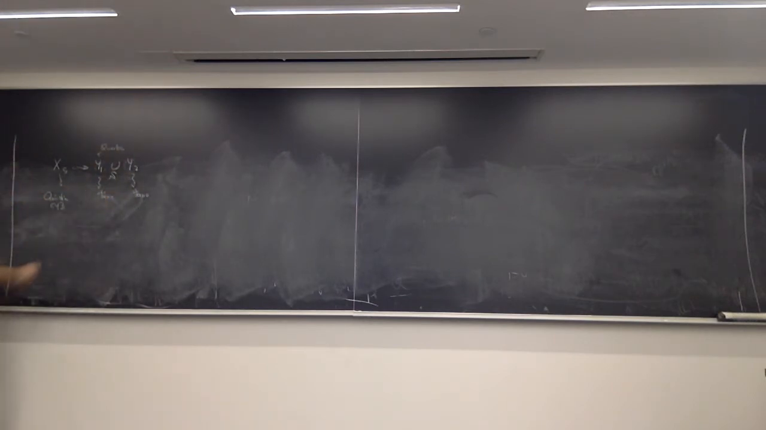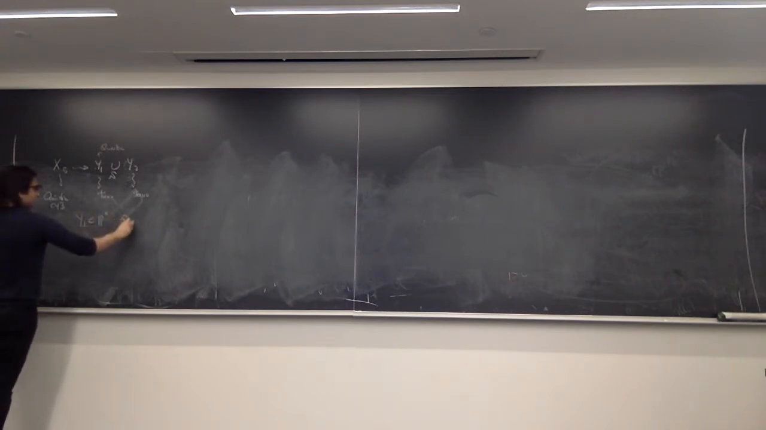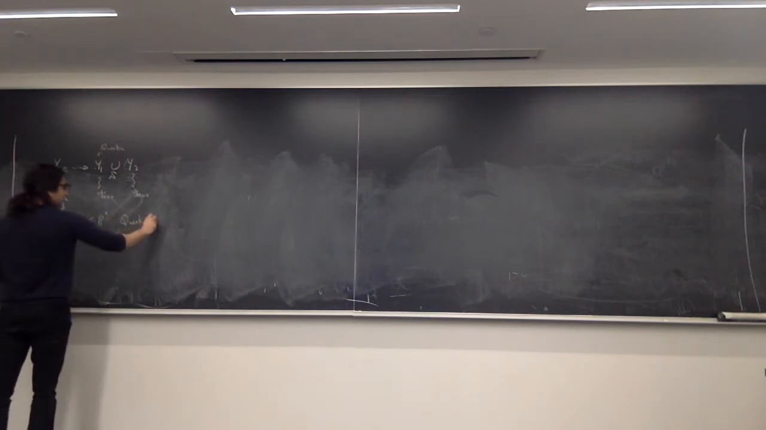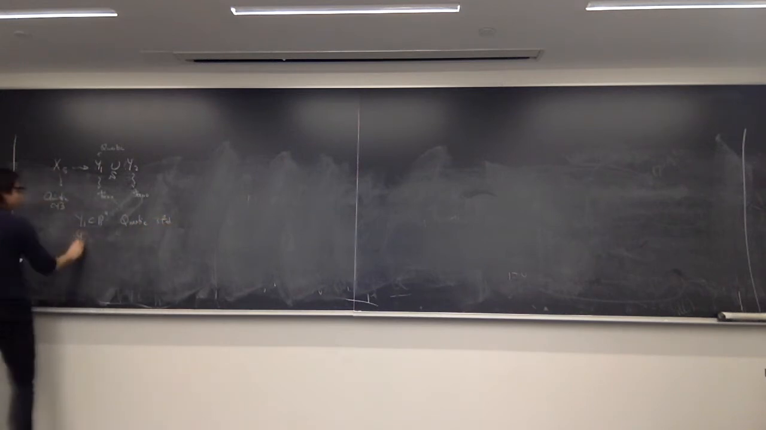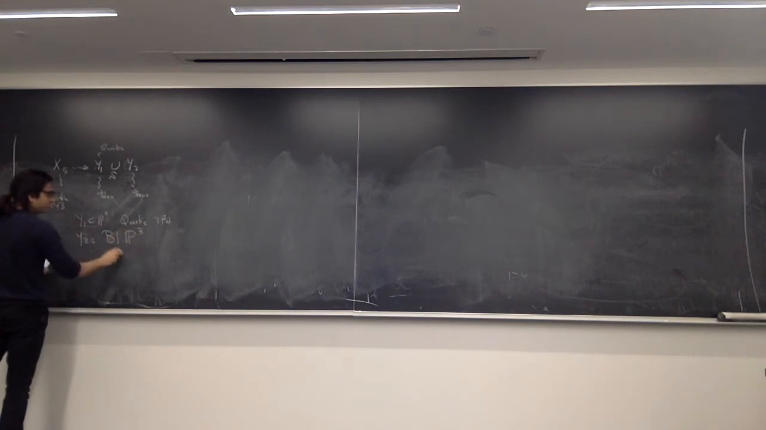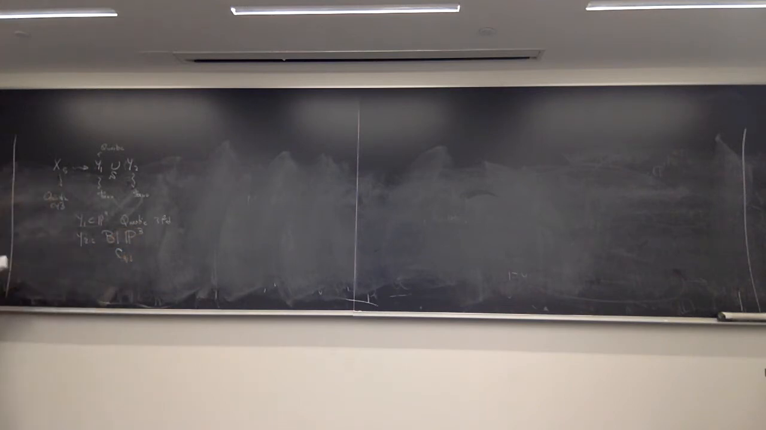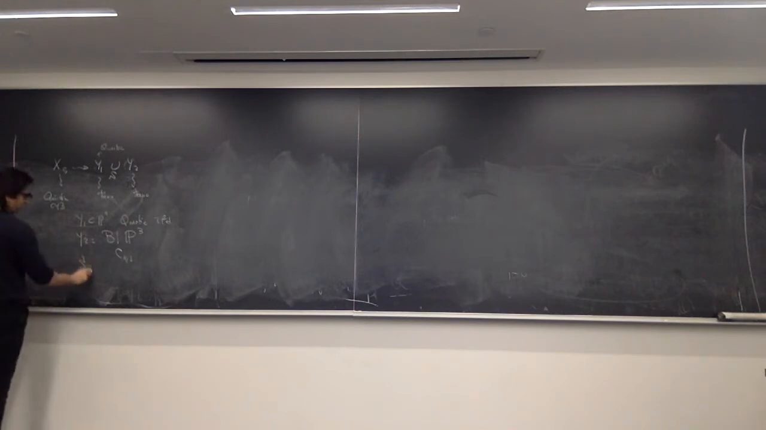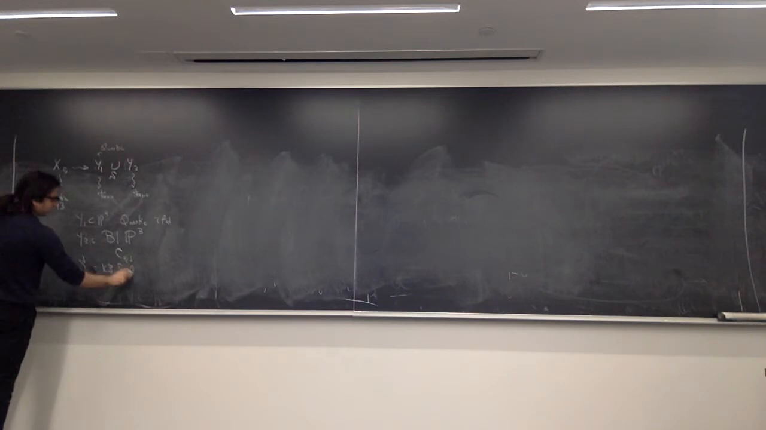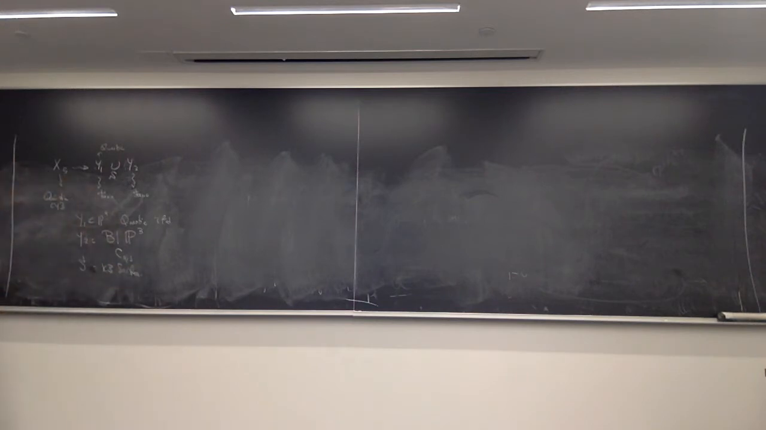So Y1 was the inside P4, was the quartic threefold. Y2 was the blow up, some version of P3, but blow up of P3 along some complete intersection curve in P3. And then S was a K3 surface, which is the anti-canonical divisor. Okay, so fine. So we had that.